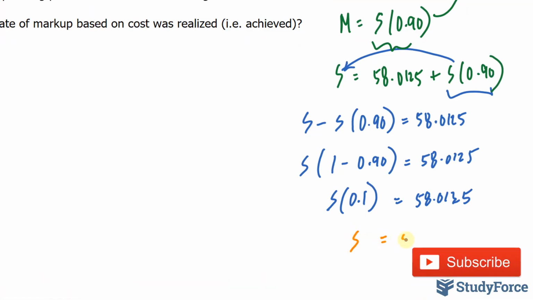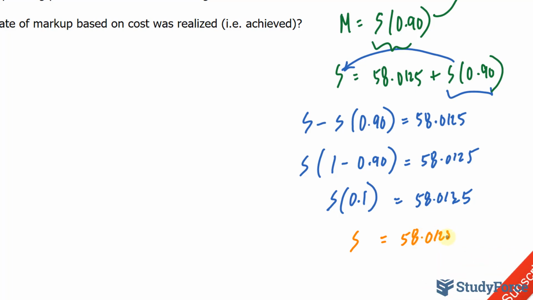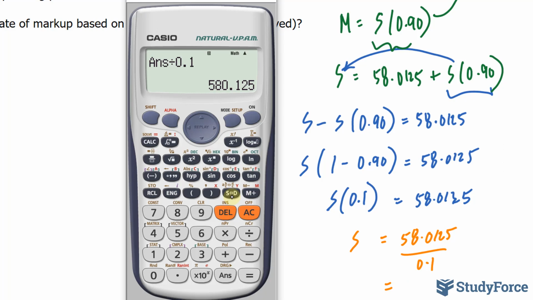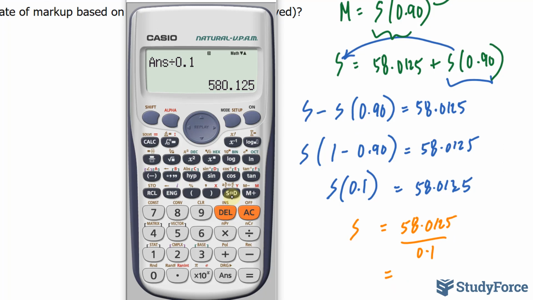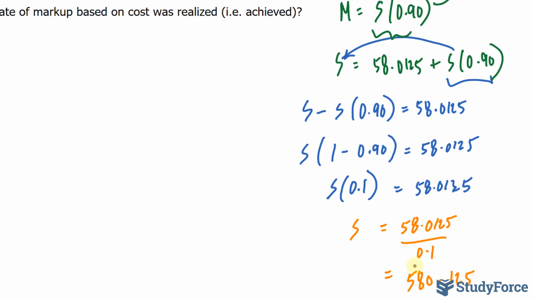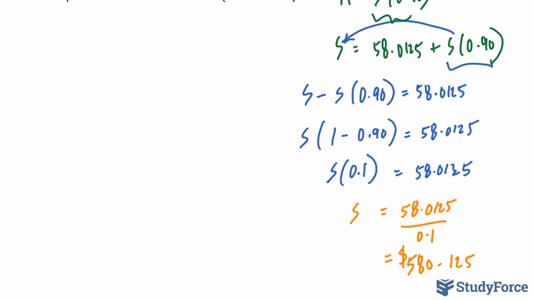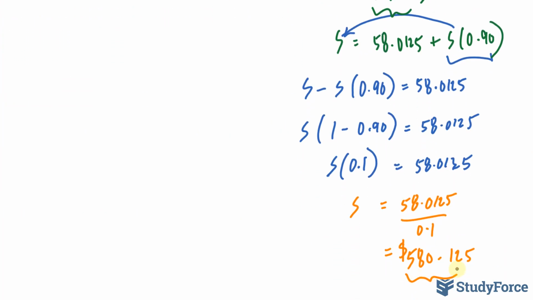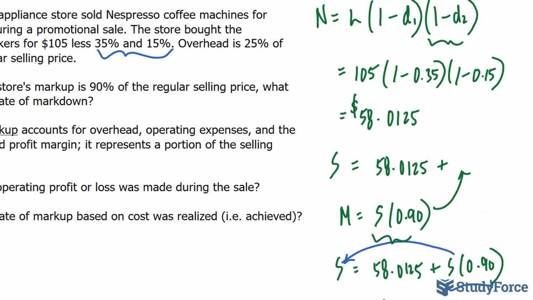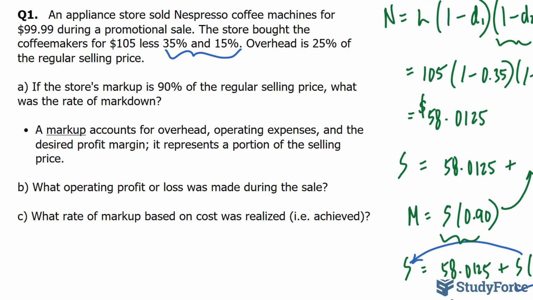So S is equal to 58.0125 divided by 0.1, and we end up with $580.125. So that is the regular price of the machine, and it is currently selling for $99.99. We need to find out the percent change from the price it sells for regularly to the sale price, which is $99.99.